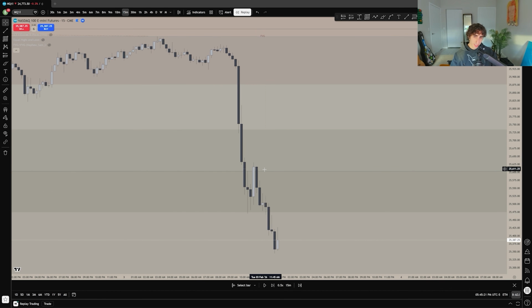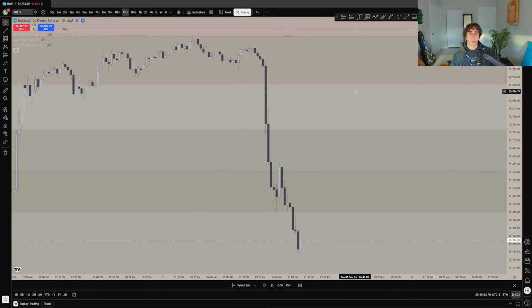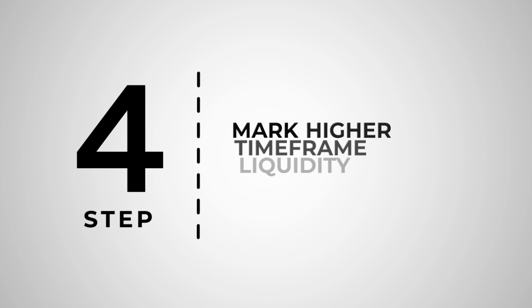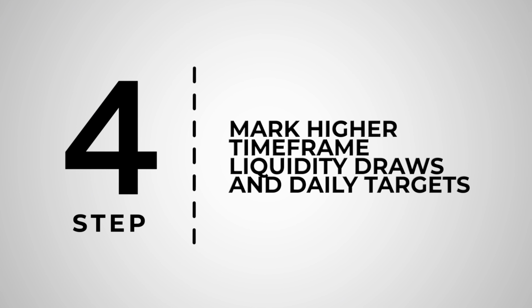and you can see that we start trading into these gaps right here. And these gaps are getting respected on the bearish side. So again, even more confirmation that the market is going lower. Now this brings us to step 4, which is identifying higher time frame liquidity draws.